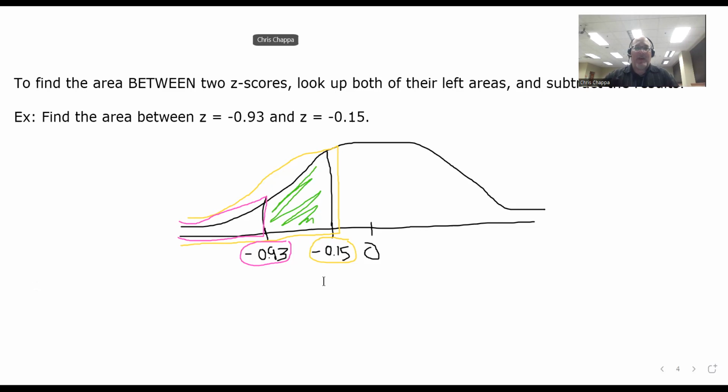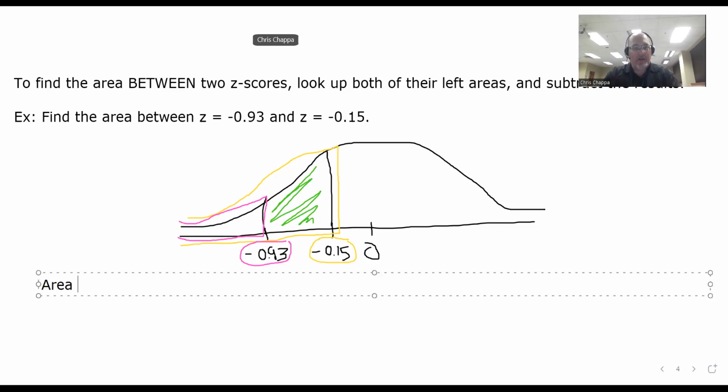It doesn't really matter which one you start with, just always do the greater area minus the lesser area. Area to the left of z equals negative 0.15 is, I like putting "is" there instead of back-to-back equals. Let's find negative 0.15.